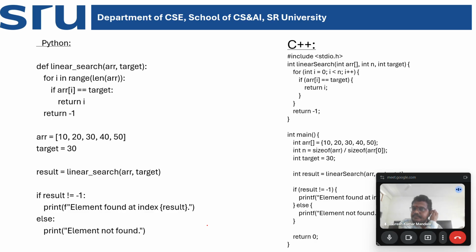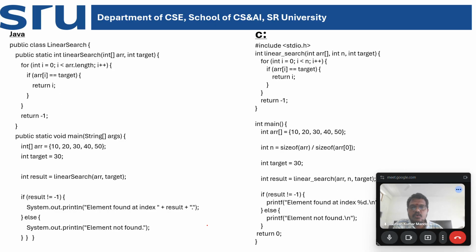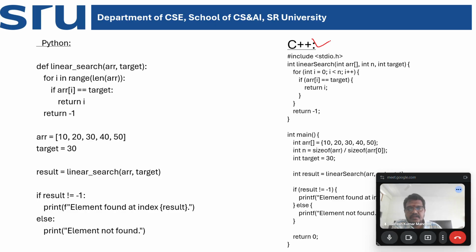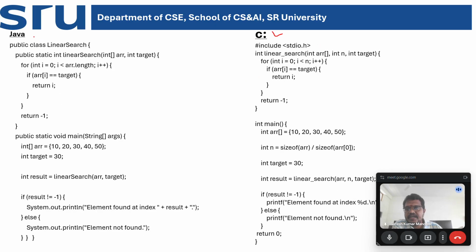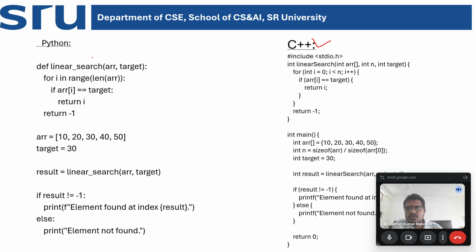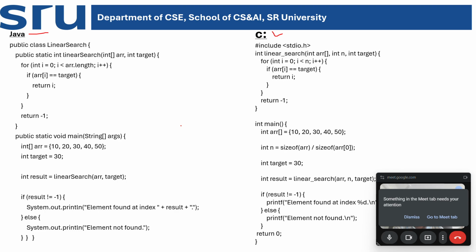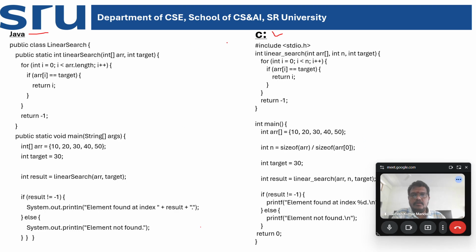This is the procedure of the code. Next, we will see the code of the linear search algorithm. We will see the code in C language as well as C++, and next in Java, and also in Python. Now we will see the C language.